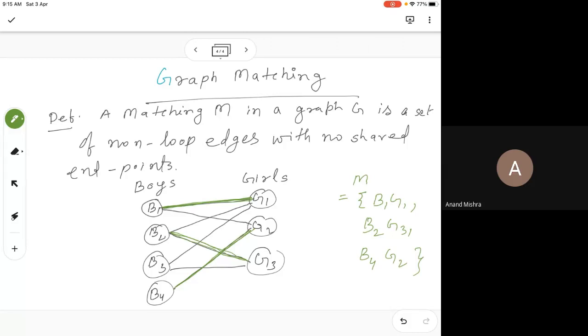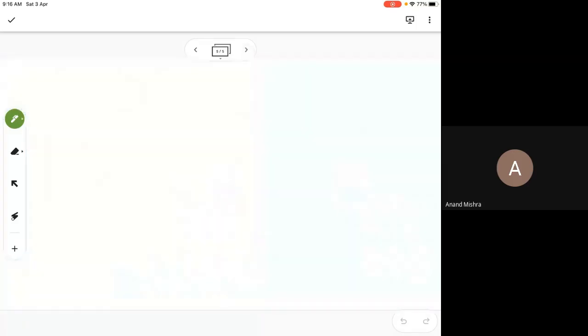So matching M. Now look into the definition in a graph G. This is a graph G. A matching is a set of non-loop edges with no shared endpoints, right? None of these have shared endpoints, and the intuitive way to understand that is one boy is tied with one girl, right? It's not otherwise when you do matching. Okay, so this is called matching, and what is a perfect matching?